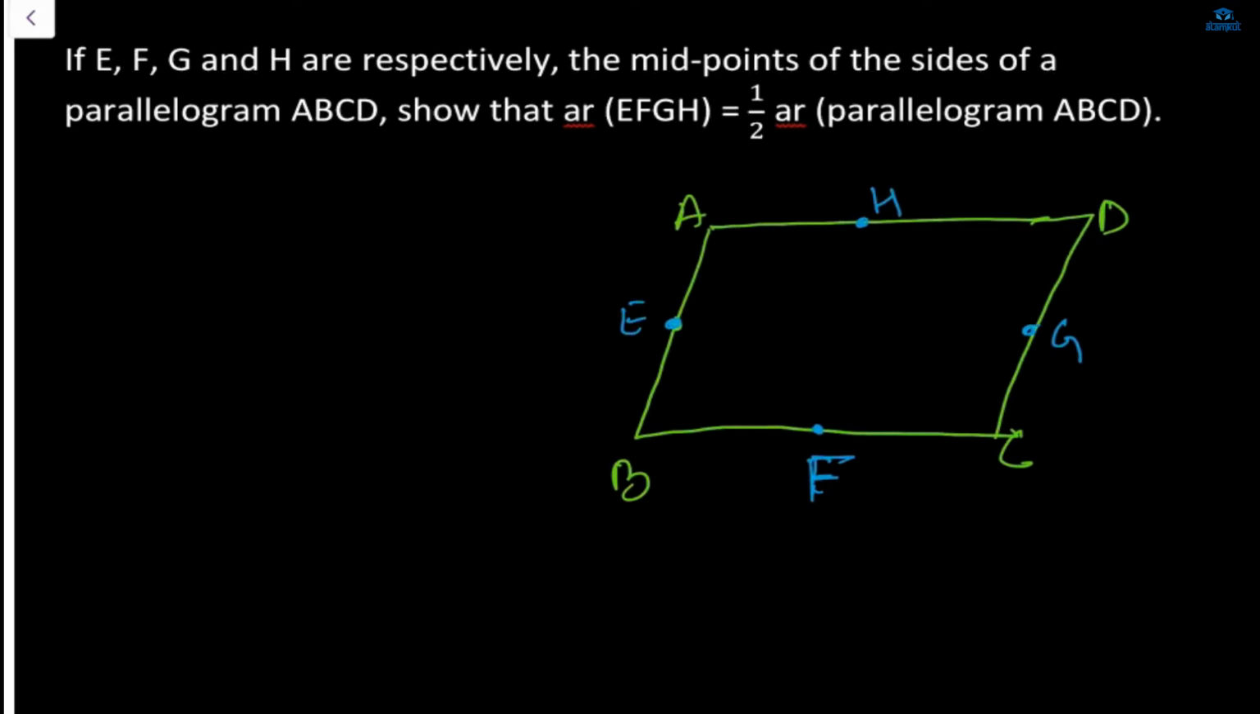Now, you have to prove that, first let us join this. Now, show that the area of this new parallelogram EFGH is equal to half the area of parallelogram ABCD. Okay, so for this, we are going to join this line. We are going to join E and H.